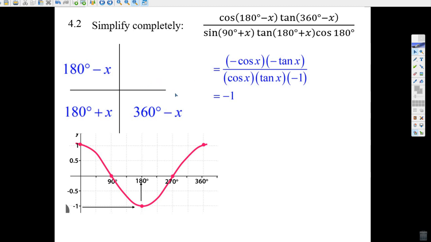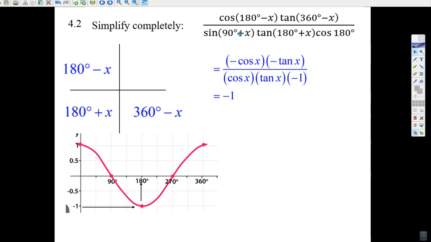There's 360 degrees. Minus x means you bend down into the fourth quadrant. That's 360 minus x. Just pretend x is 45 degrees or something. You go down there in an acute angle and you'll get to the right place. Fourth quadrant. Well, tangent's negative there, so it's minus tan x.